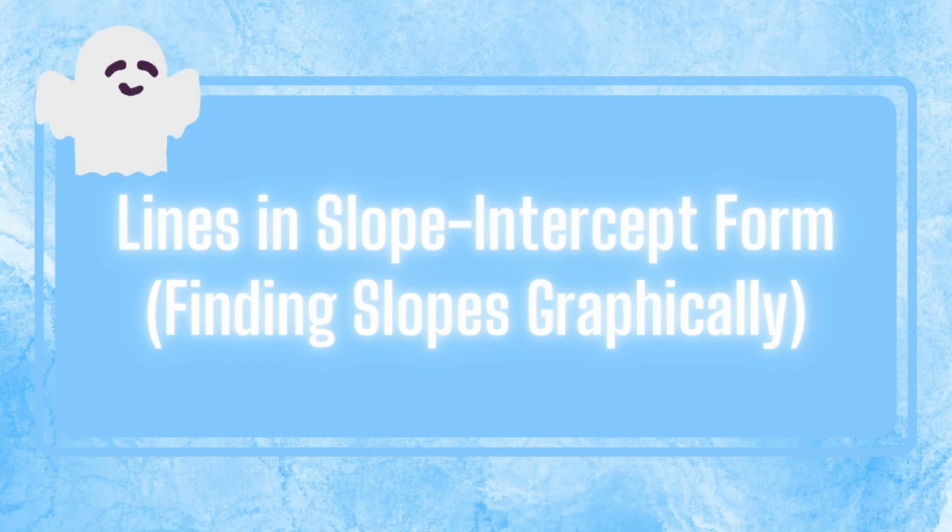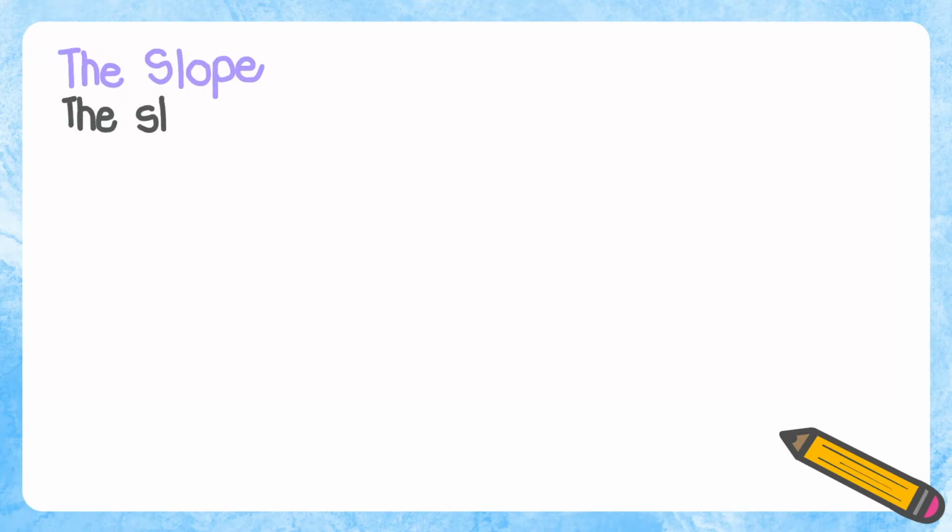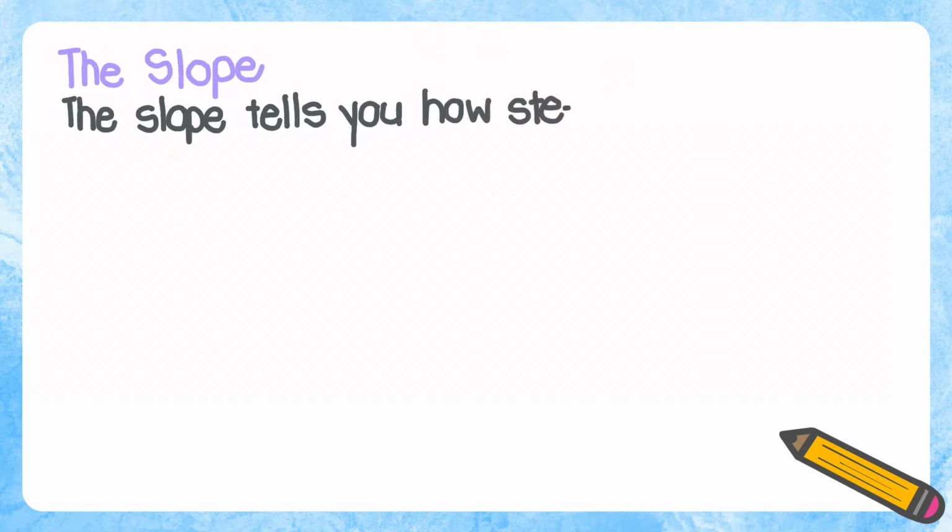Hi everyone! Today we'll be talking about finding slopes graphically when given a line. Here's the focused learning target. Given a graph of a line, I will be able to find the slope by looking at the graph. So, what exactly is the slope? Well, the slope tells you how steep a line is. The slope gives you the steepness of the line.